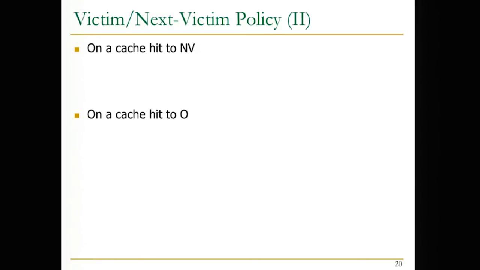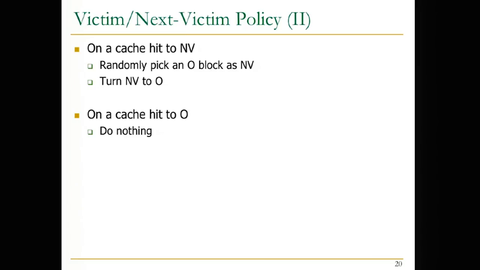Okay, on a cache hit to the next victim, again, because you've hit on the next victim, you want to make it an ordinary block. So you randomly pick another ordinary block as next victim. You turn the next victim ordinary, and you do nothing else. On a cache hit to an ordinary block, you do nothing. Victim doesn't change, next victim doesn't change. So you can see that this is really simple, right? You can implement this with a very small number of gates. And you just need, again, tracking of the next victim and the victim.